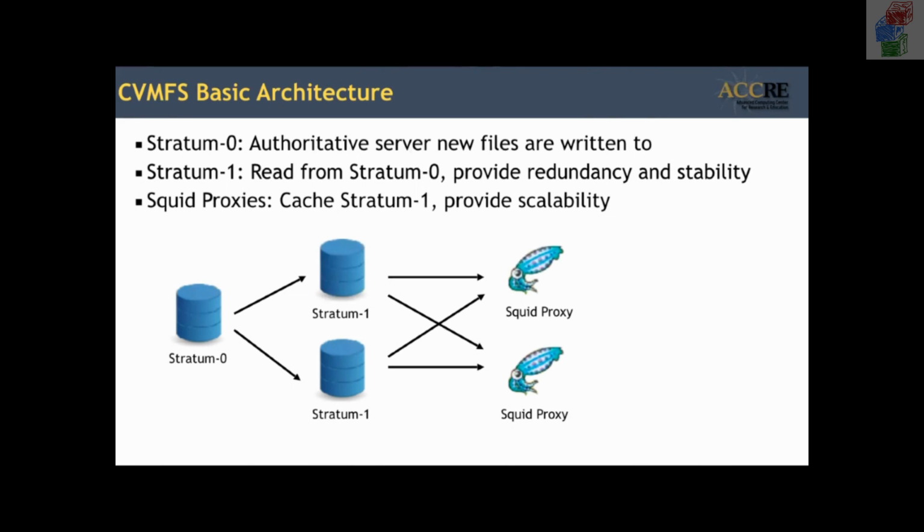Then on top of that, Squid proxies are added. These are standard HTTP proxies, and they will just cache stratum 1 data and provide scalability. So if you only have a handful of test machines, you can read directly from the stratum 1 servers, but as you scale out and want to deploy, you could put any number of Squid proxies out front and scale to thousands or tens of thousands of machines very easily.